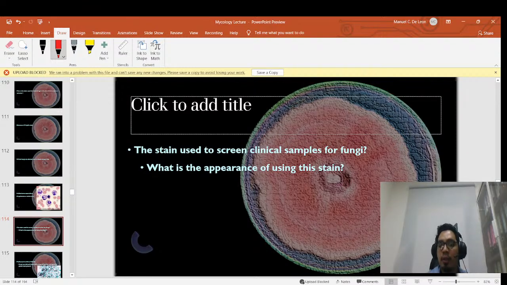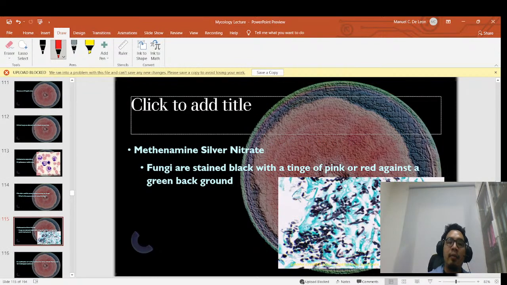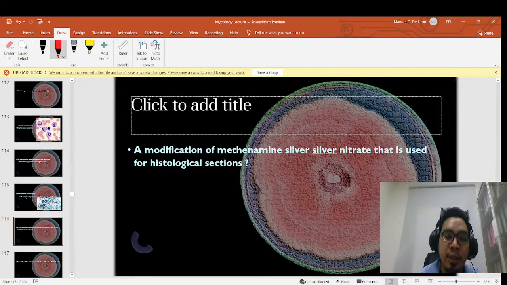This is using methenamine silver nitrate, and this is the appearance of the fungus. Usually they stain black with a pinkish to reddish tinge on the background. So just a touch of red. So again, you have to be very artistic when you're trying to talk about morphology.